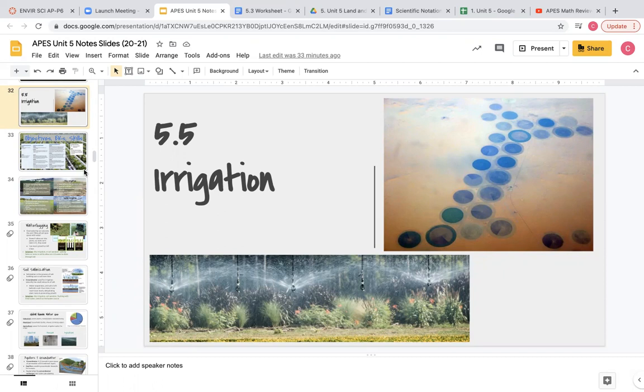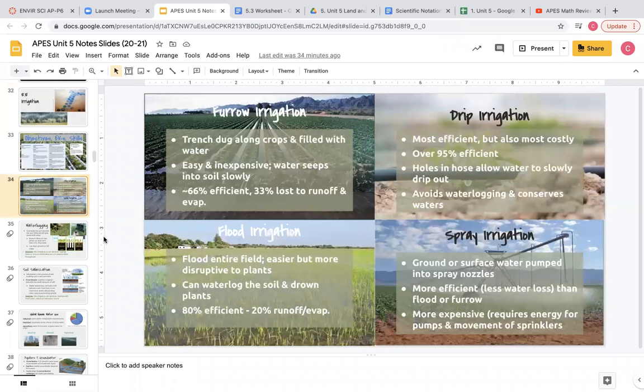So yesterday we kind of briefly covered irrigation. I'm sorry, I was trying to rush to make sure we could get the lab set up, but it just didn't work out for us. So we will go through this a little more today, and then we will also go into 5.6 talking about pesticides. So we briefly talked about the different types of irrigation.